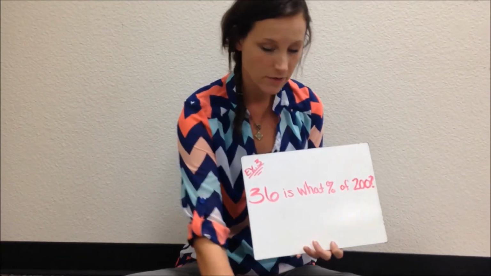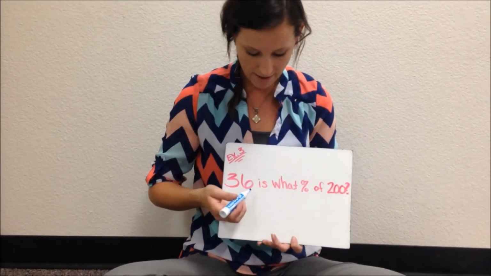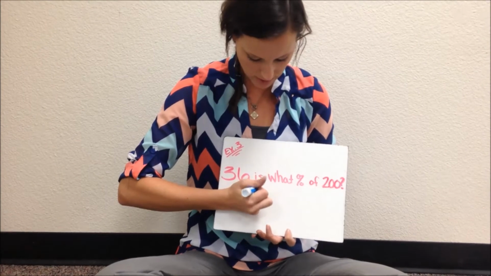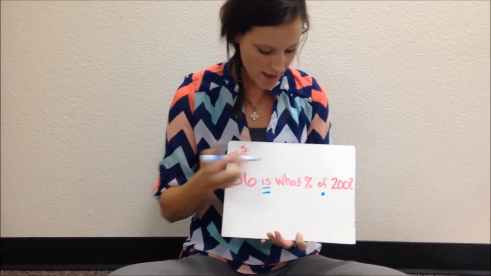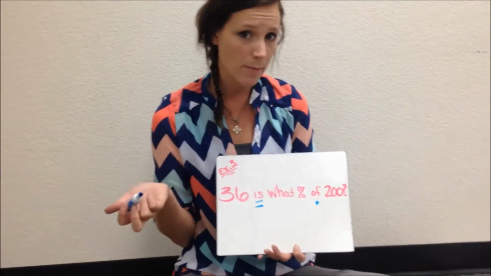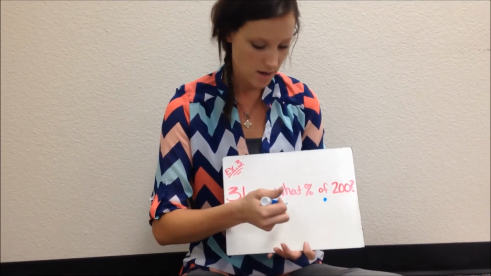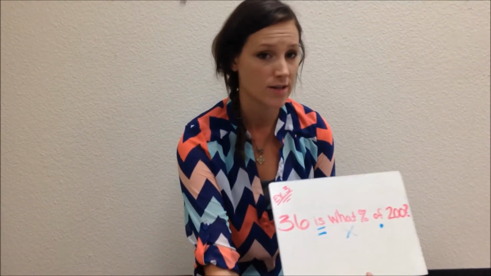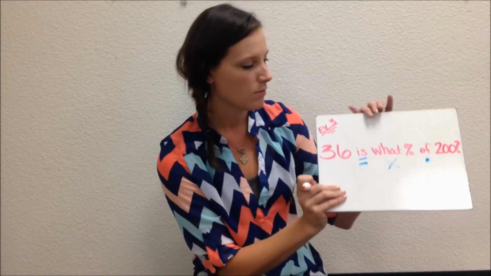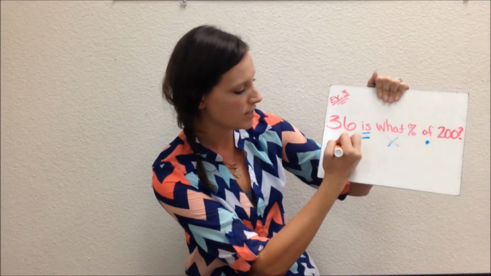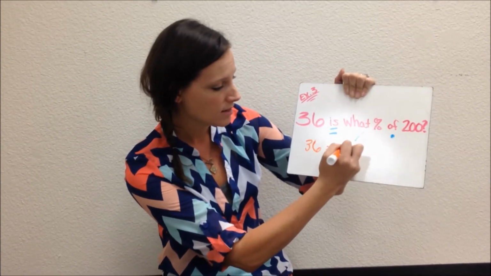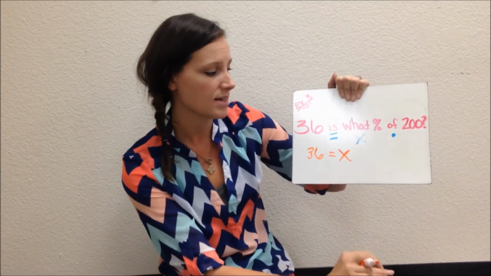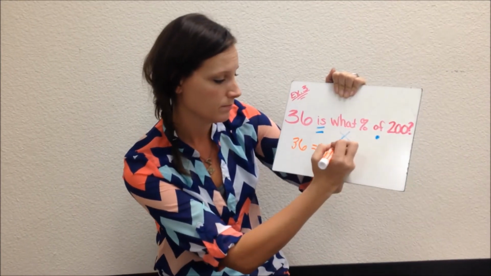Example number 3. Okay, again, first thing I'm going to do is look for my keywords. I have the word is, which means equals. I have the word of, which means multiplication. And actually in this problem, I don't know what my percent is. It says what percent. So I'm going to put an X right there because I know that's going to be my variable. I'm going to drop everything else down. So 36 equals X, and I'm going to be multiplying X times 200.